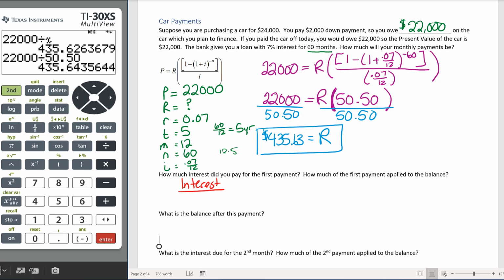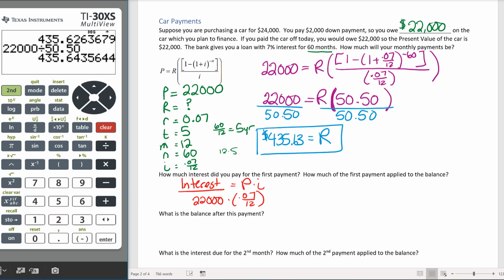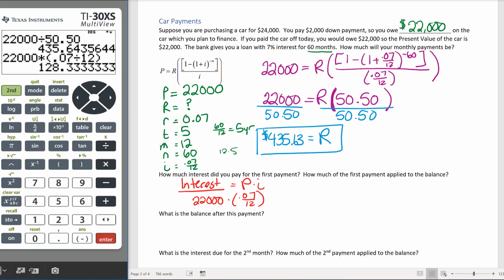we're going to find the interest by taking the present value times I, which is the interest rate per period. And that's going to tell us what the interest is going to be for that first payment only. So if I take 22,000 times that 0.07 over 12, I'm going to use my calculator for that. 22,000 times 0.07 divided by 12. That gets me $128.33 of interest every month.